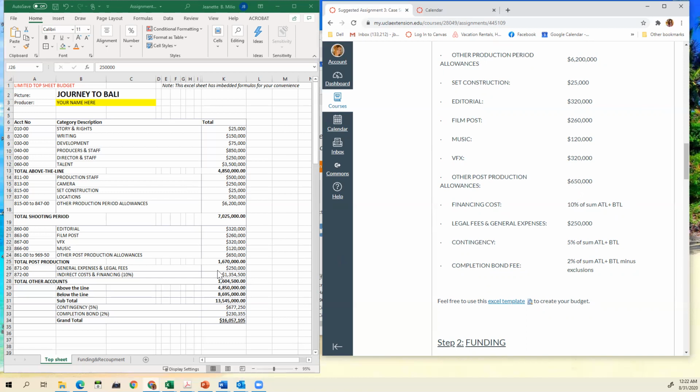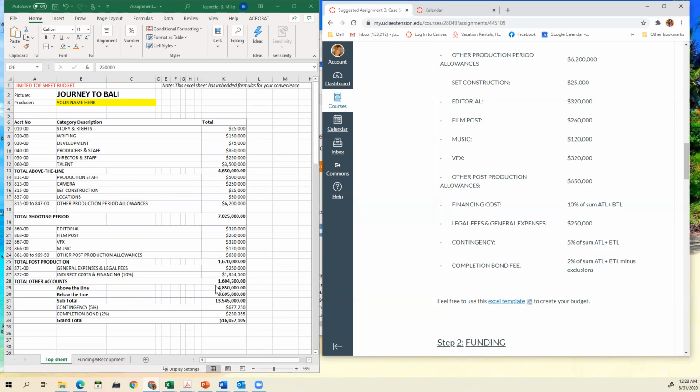And in many cases, you have to budget these finance fees because you will be potentially charged certain finance fees depending on what investors you're working with. So you should always kind of budget about 10% in finance fees for the combination of above the line and below the line in general.